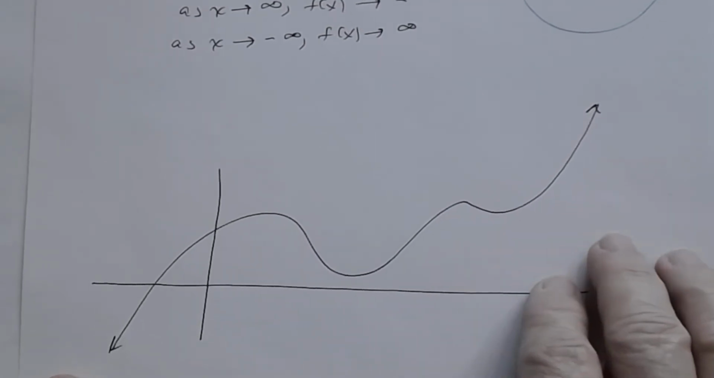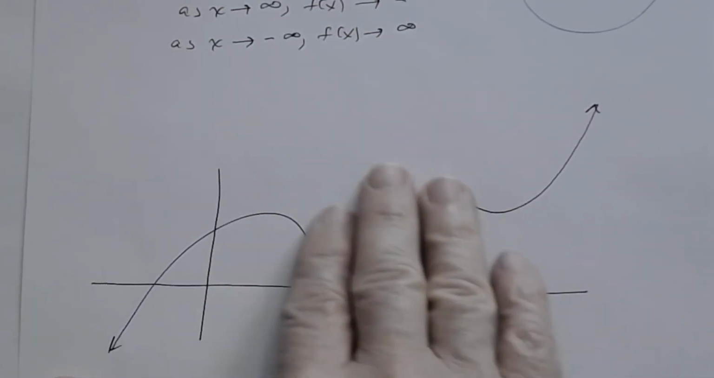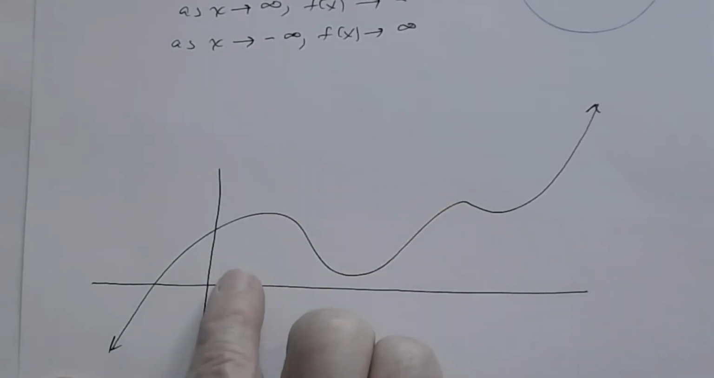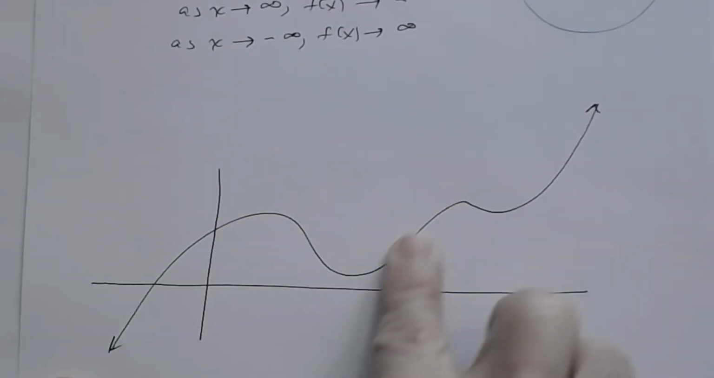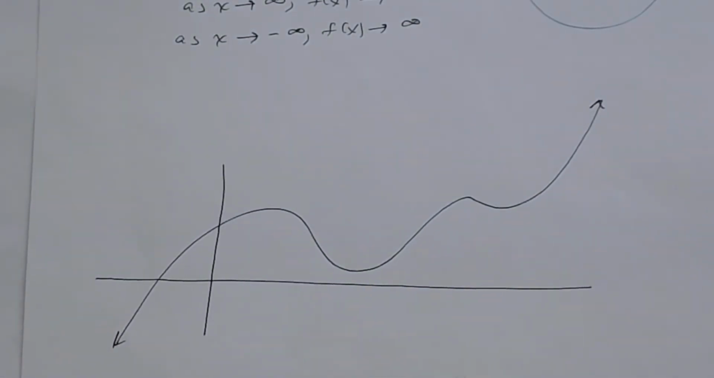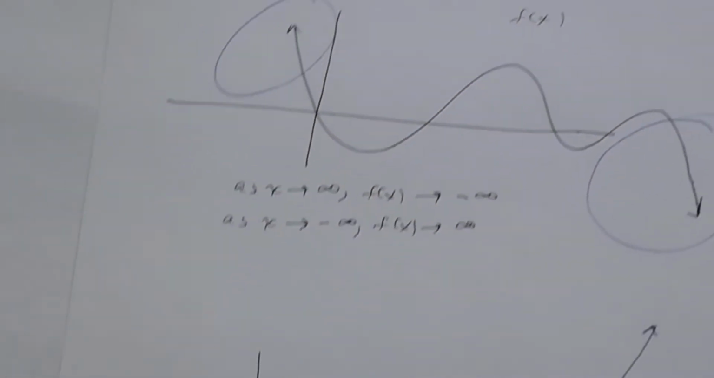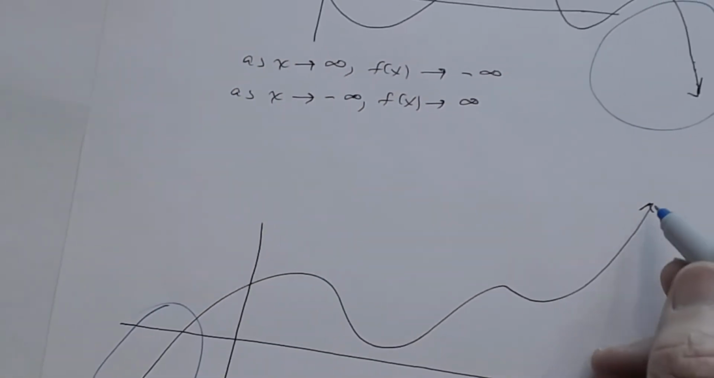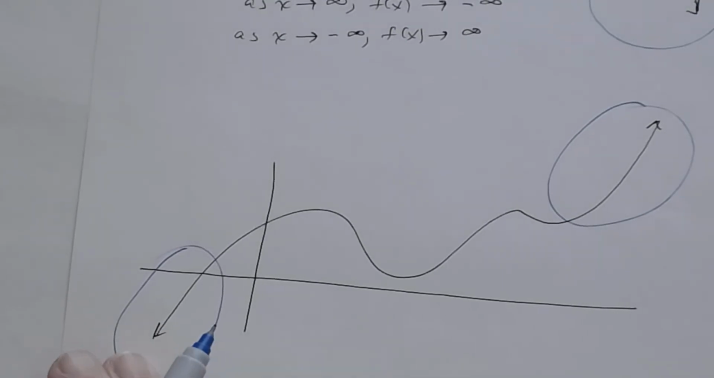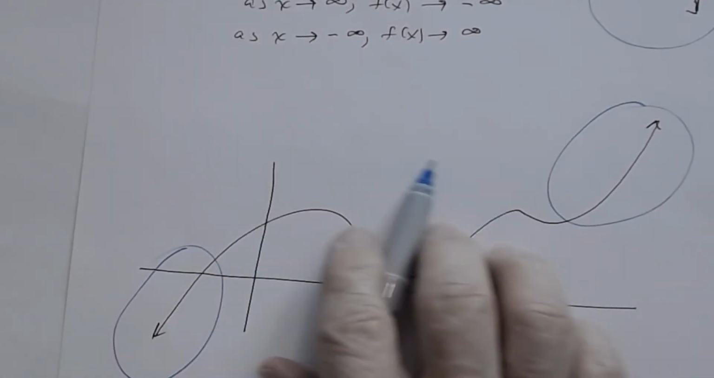So in this example, again, we don't care about what happens between these arrows. When we talk about end behavior, it does not matter what happens between them. We're just interested in what happens on the outsides, on the far left and the far right. I don't care about what happens anywhere in here.